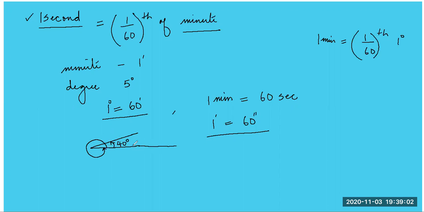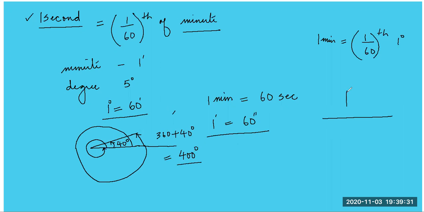How much will be this angle, students? I'm starting from here till here 180, till here 270, till here 360, and till here it will be 360 plus 40. So this angle will be 400 degrees.